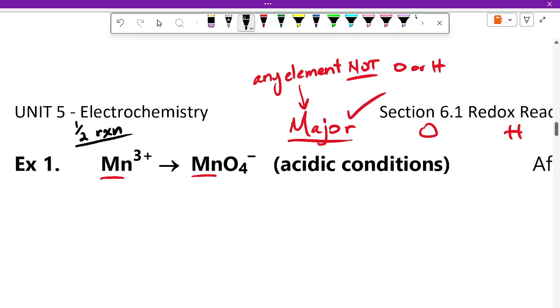How do we balance oxygen? Oxygen, we add water. So what we're going to do is rewrite our equation down here. Which side will we need to add water to? We'll need to add it to the left side. So we have Mn3 plus how many water? 4.